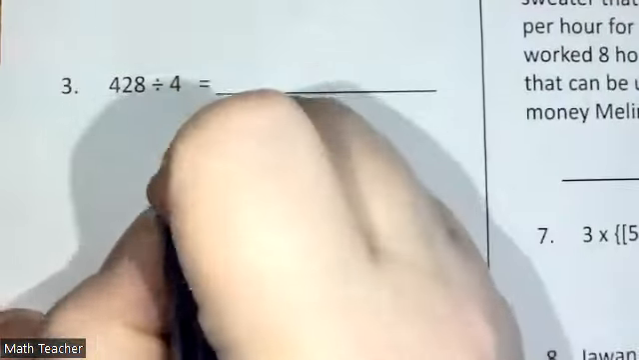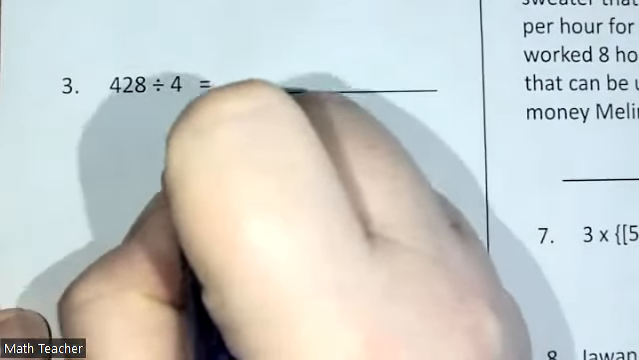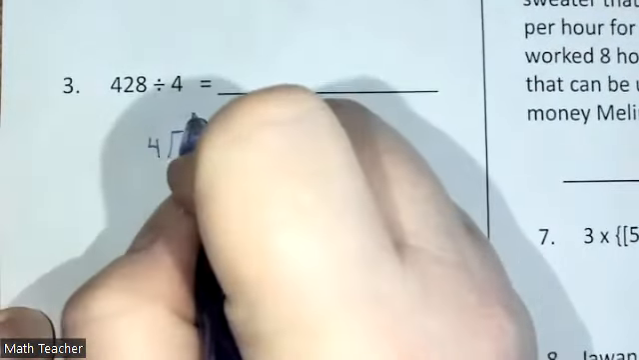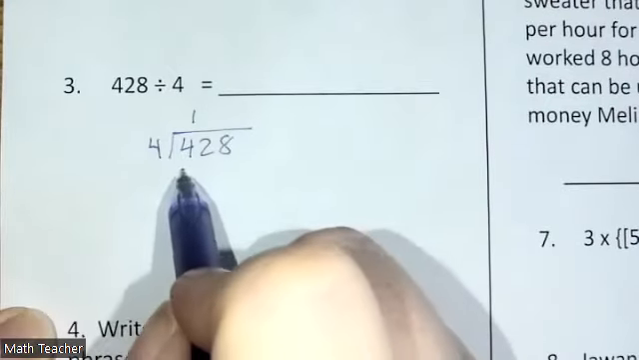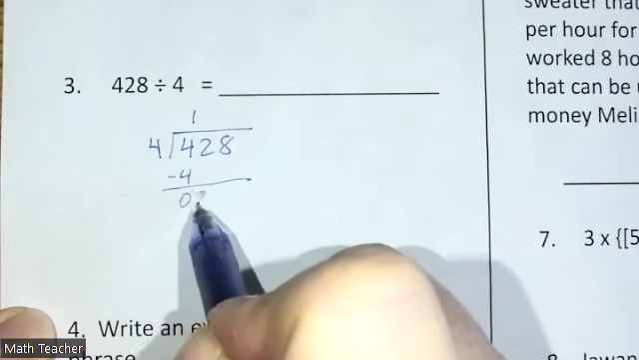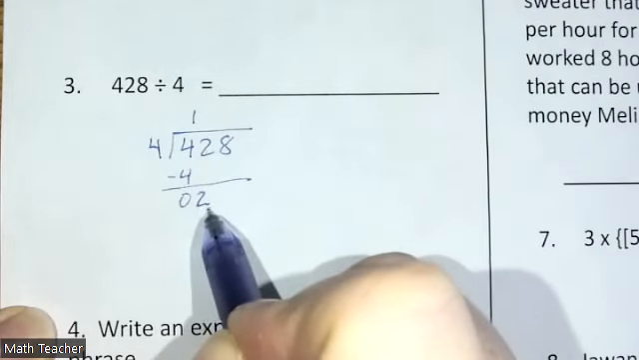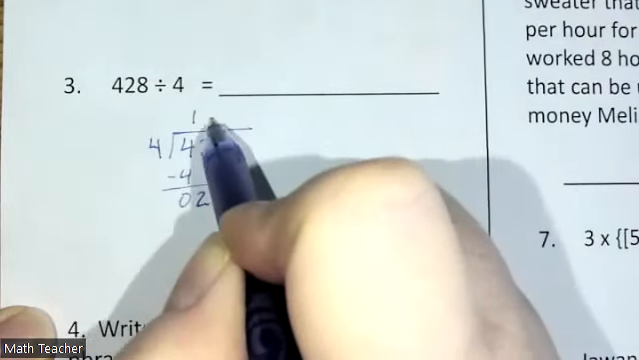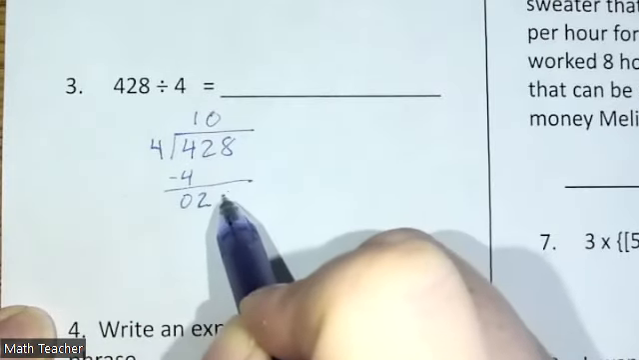Number 3, we have 428 divided by 4. 4 goes into 4 one time. 1 times 4 is 4. We subtract. 4 minus 4 is 0. Bring down the 2. 4 is too big to go into the 2. So above this 2, we write a 0 and then bring down the 8.